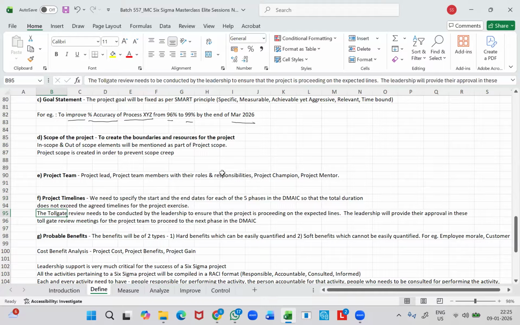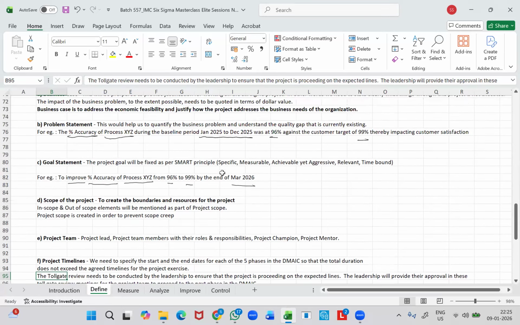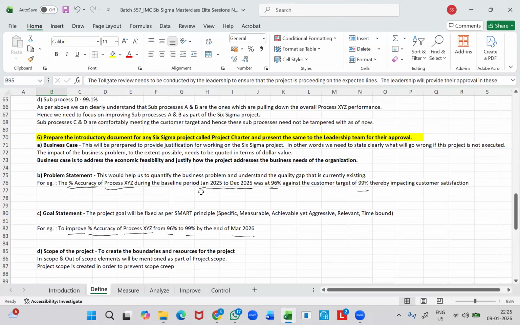And one more important thing to be noted here, you would have already seen this. When we execute a Six Sigma project, we need to understand that the define and measure phase will go hand in hand, will go in parallel, right? Unless and until you measure the performance of the CTQ metric during this baseline period, we will not be able to even come up with this problem statement or the goal statement.